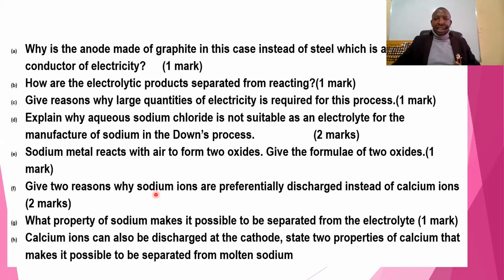Still, we are talking about extraction of sodium. You can look at all those questions. Why is the anode made of graphite in this case instead of steel, which is a better conductor of electricity? All the questions that can be asked, you can get. To answer those questions, it is important to understand how to get these questions for sodium, for aluminium, for zinc, for iron, for lead. Get a copy of the Octopus.